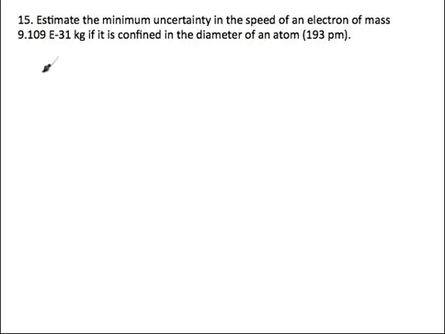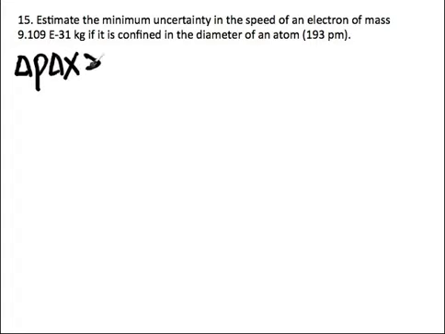So for question number 15, we need to estimate the minimum uncertainty in the speed of an electron of mass 9.109 times 10 to the negative 31 kilograms if it's confined to the diameter of an atom of 193 picometer. So first of all, we are going to be using the Heisenberg uncertainty principle again.